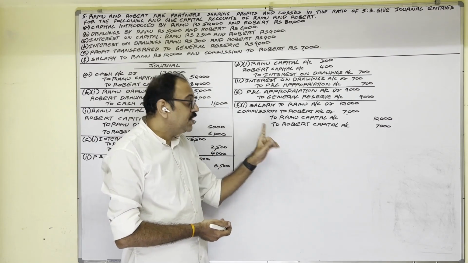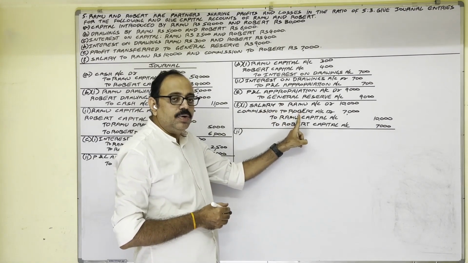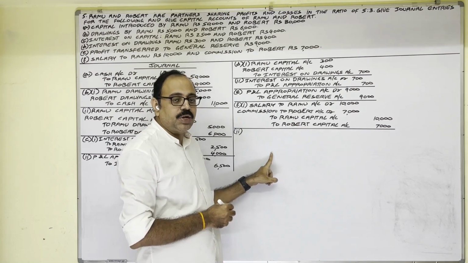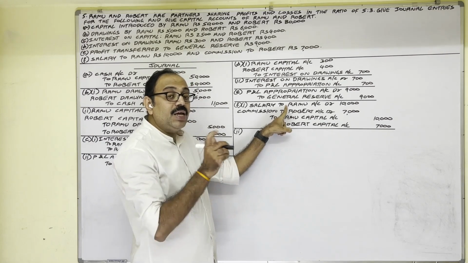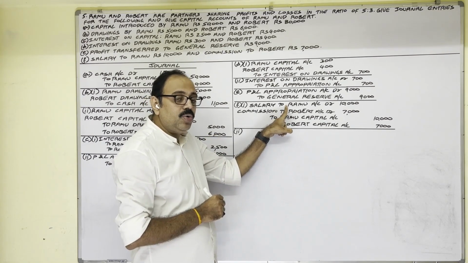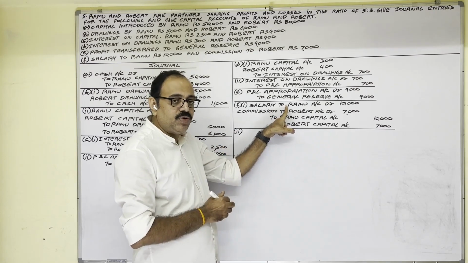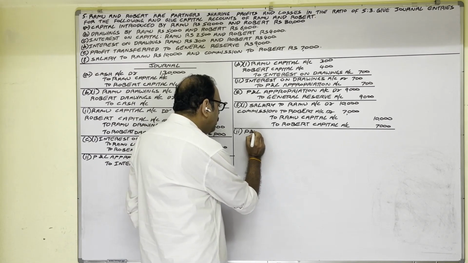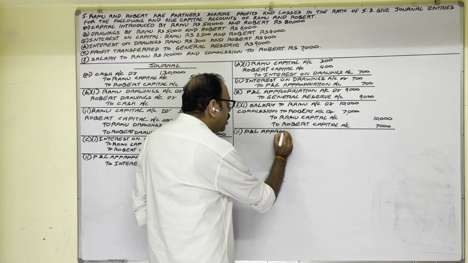For that, the second entry we should have: salary to Ramu, commission to Robert, we have to close by transferring to profit and loss appropriation account. These two accounts are debited, no? By debiting we created them. If you want to close them, you have to credit. And to P&L appropriation account we are transferring, which means that account we should debit. So the entry is profit and loss appropriation account debtor.